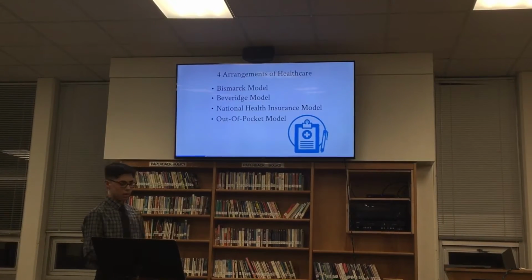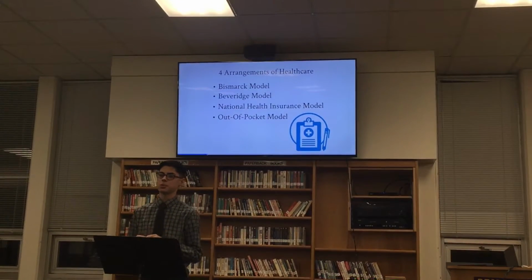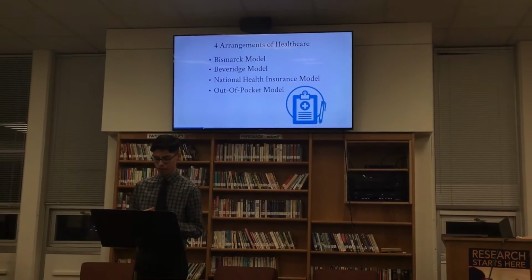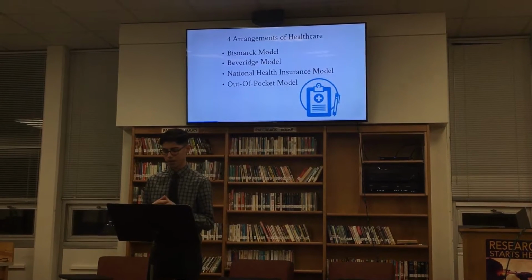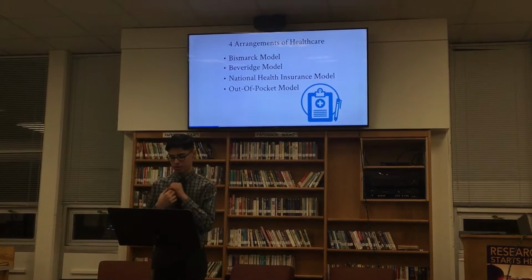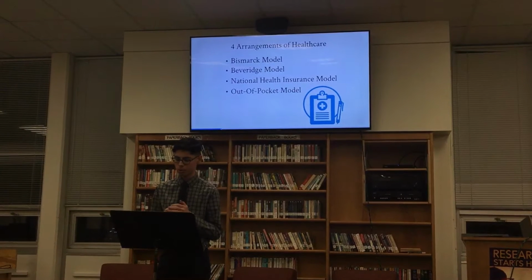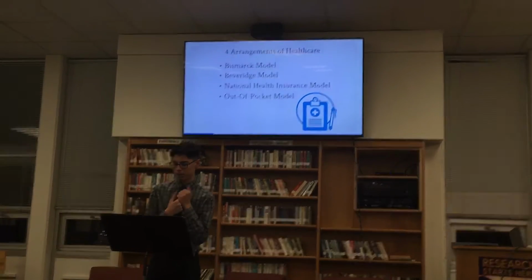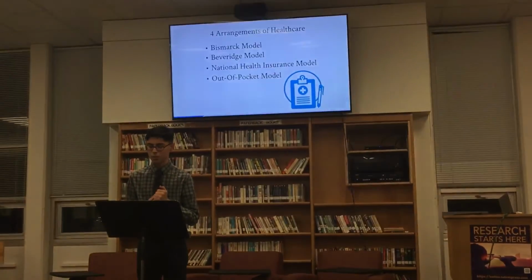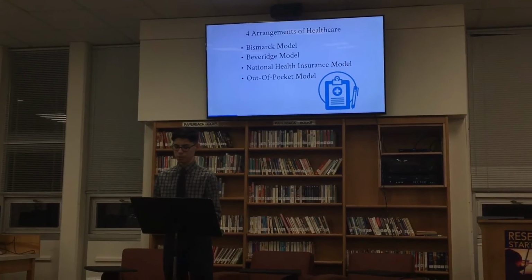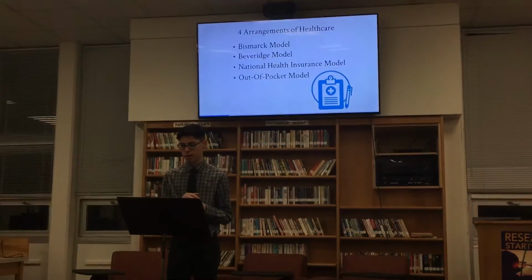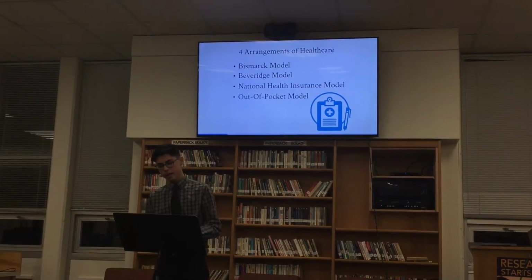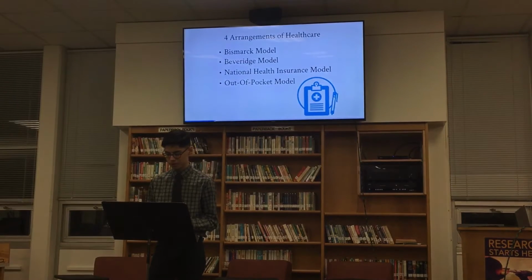Okay. So there are four basic arrangements of healthcare globally. The first is the Bismarck model, which is where both healthcare providers and payers are private entities. They use private health insurance plans, usually financed jointly by employers and employees through payroll deduction. And then the Beveridge model is healthcare that is provided and financed by the government through tax payments. So there are no medical bills, as medical care is seen as a public service, like the fire department or a public library.